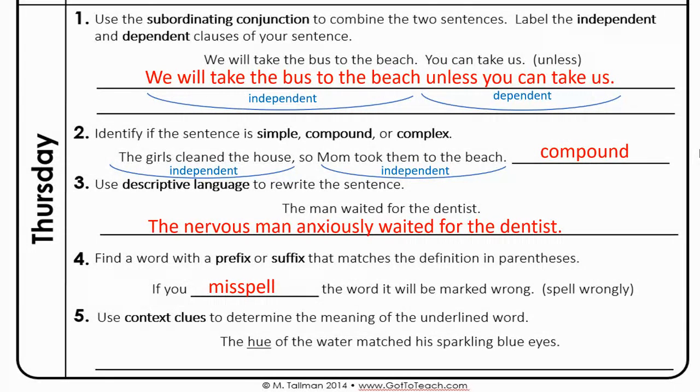Finally, number 5, use context clues to determine the meaning of the underlined word. The hue of the water matched his sparkling blue eyes. Hue means a particular variety or shade of color.